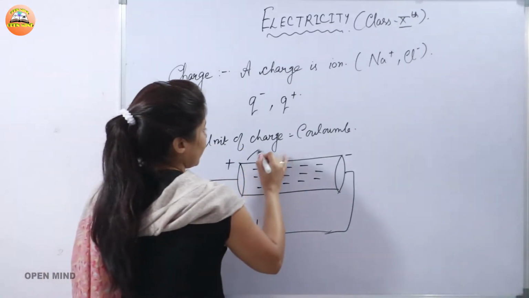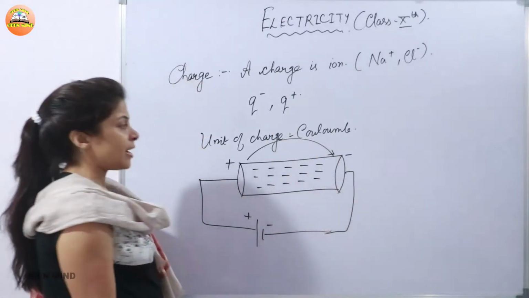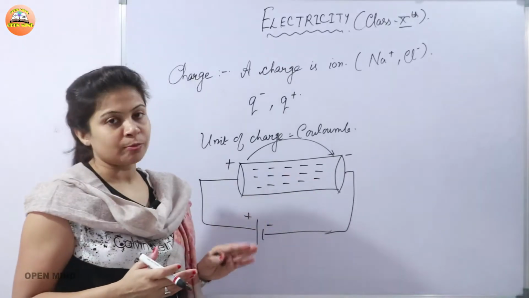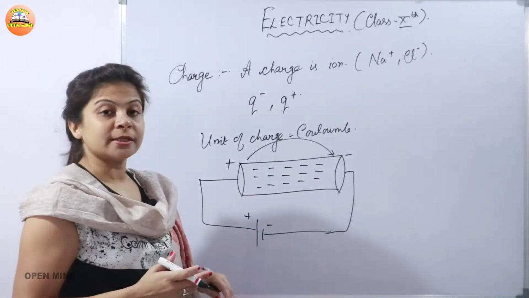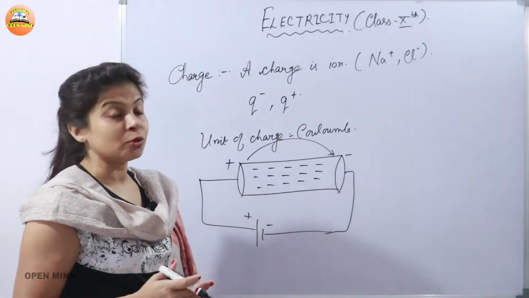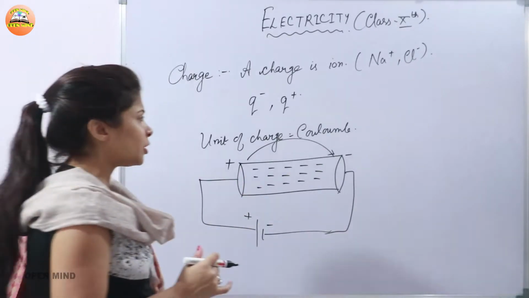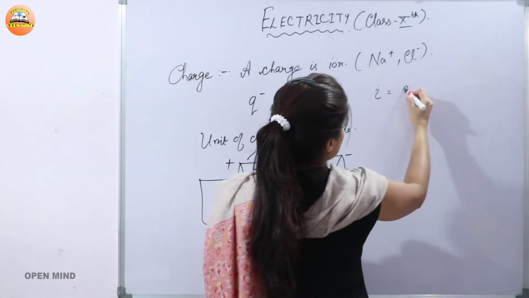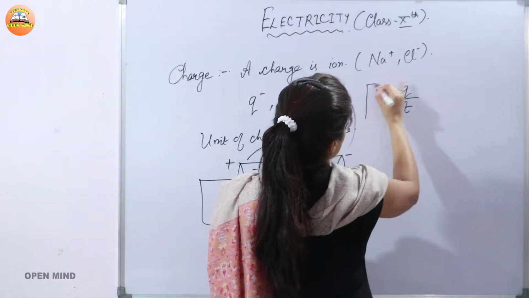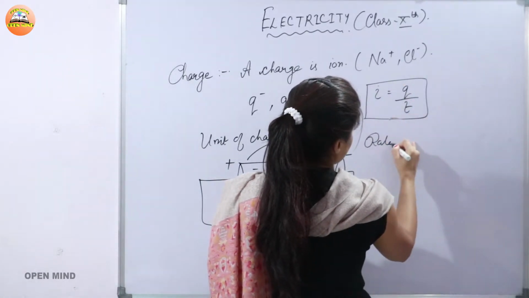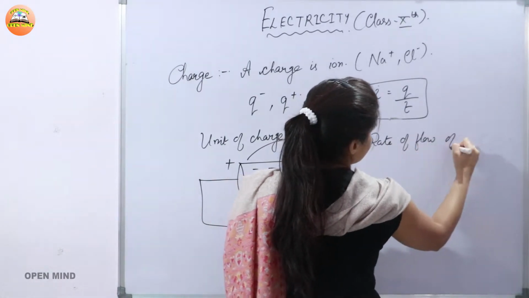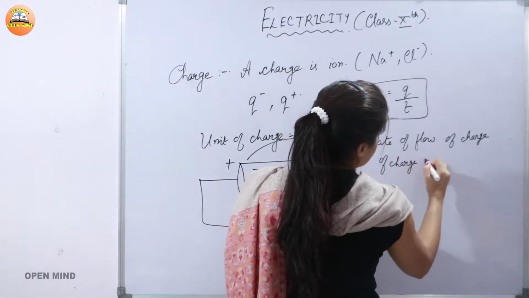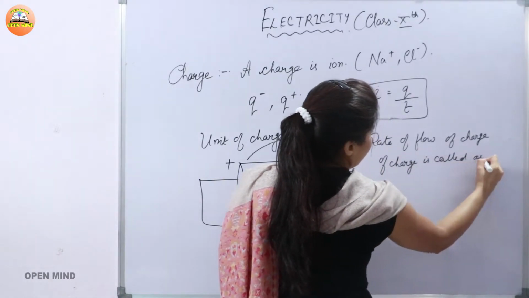So the current will be flowing from positive to negative, because it is always opposite to the flow of the charges. The flow of charges is always from negative to positive in conductors, whereas the flow of current is always from positive to negative. Now there will be a question in your mind: what is current? It is represented by I. I is equal to Q by T. So rate of flow of charge is called current.